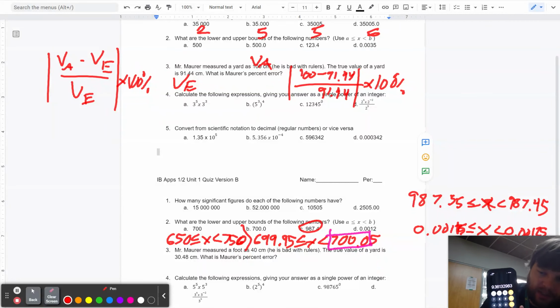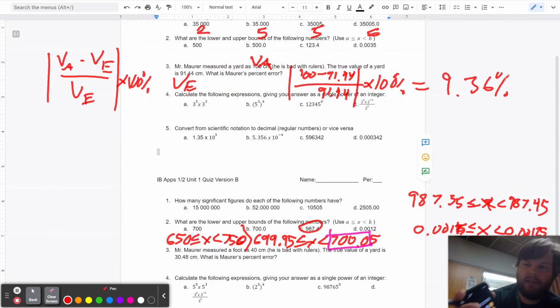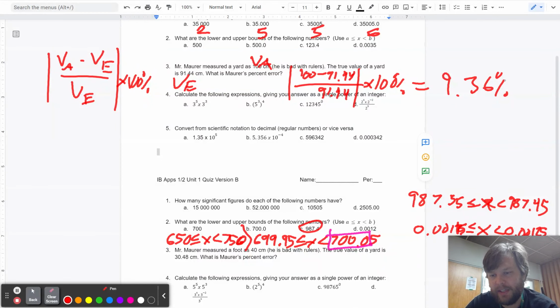Now I'm going to go three significant figures, and I'm going to make sure that I write down that this is a percent. Because you don't want to tell me 9.36 without putting the percent on the end, because that would technically mean 936%. So just be careful with that.